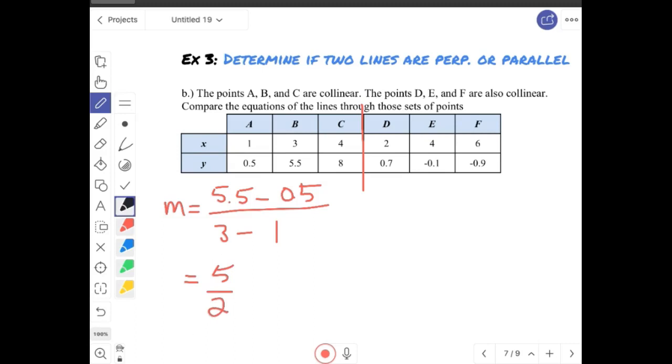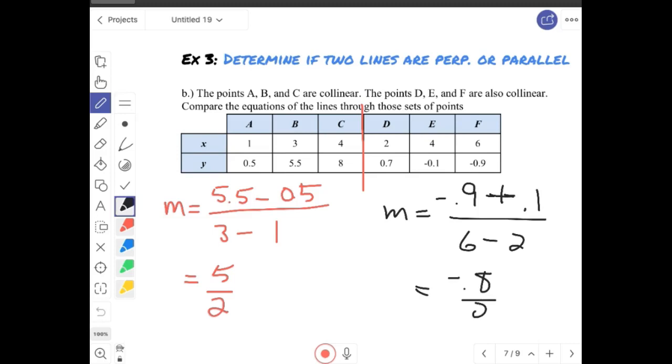And then let's see the other side over here. So for this one I'll do negative 0.9 minus negative 0.1 all over 6 minus 2. So negative 0.9, that's going to turn into a plus. So I'm going to have negative 0.8 over 2.